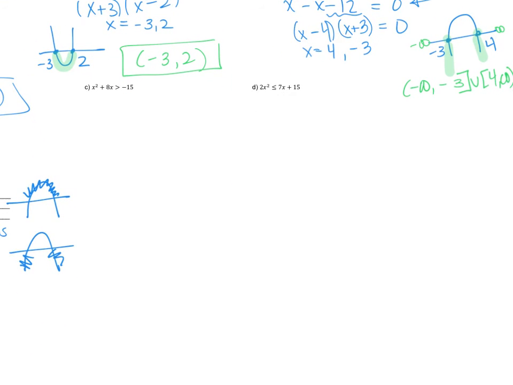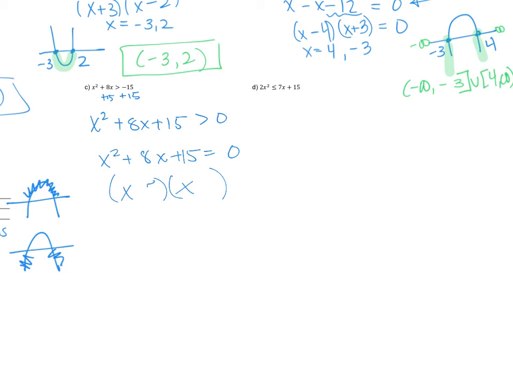For part C, I need to write it in the nice order first. So I'm going to move the 15 over, keep the x squared positive this time. x squared plus 8x plus 15, and again compared to 0. So I want to see when this parabola is actually equal to 0. So I'm going to try and factor, which will work nicely. All these will factor. So we get x equals negative 5 and negative 3.